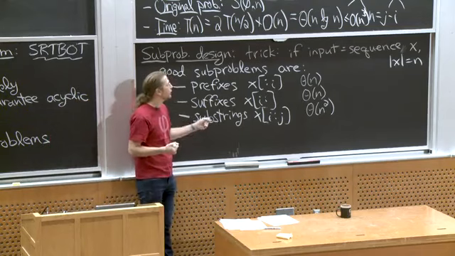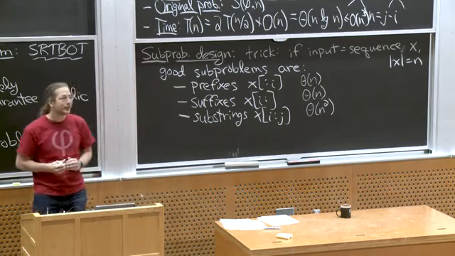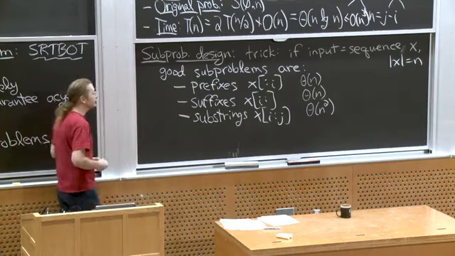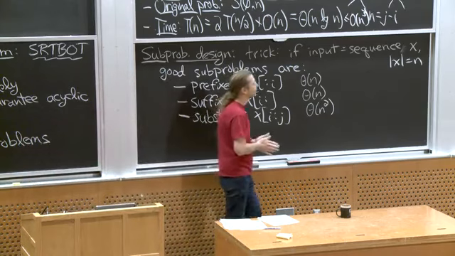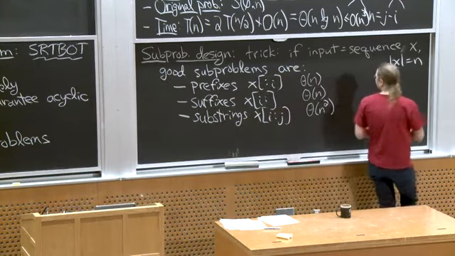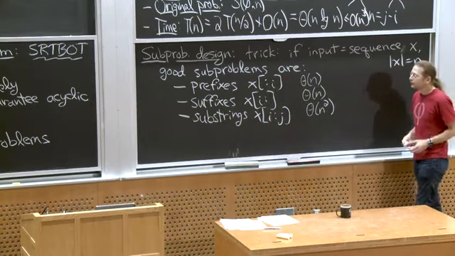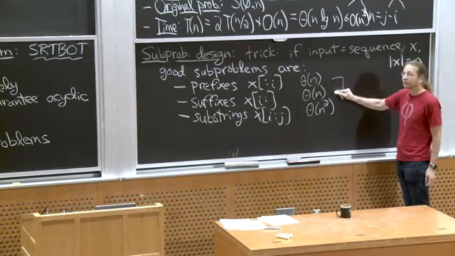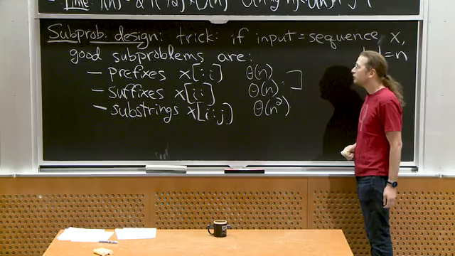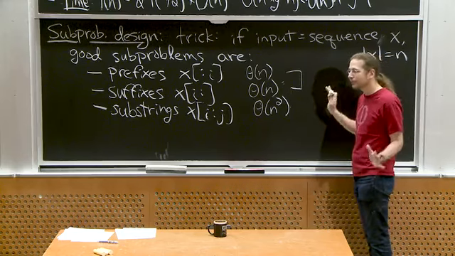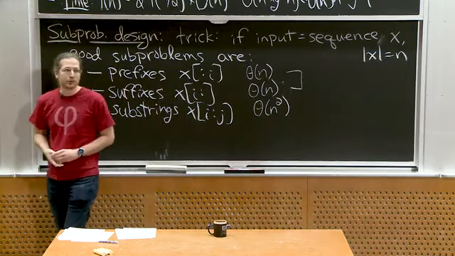So I don't want my subproblems to be subsequences, because then you're guaranteed to get an exponential number of subproblems, which is bad. We'd like to bound the number of subproblems by a polynomial. So these are three natural ways to get polynomial bounds. Now, prefixes and suffixes are obviously better because there are fewer of them, linear instead of quadratic. And for almost every problem you'll encounter, prefixes and suffixes are equally good. It doesn't really matter which one you choose.